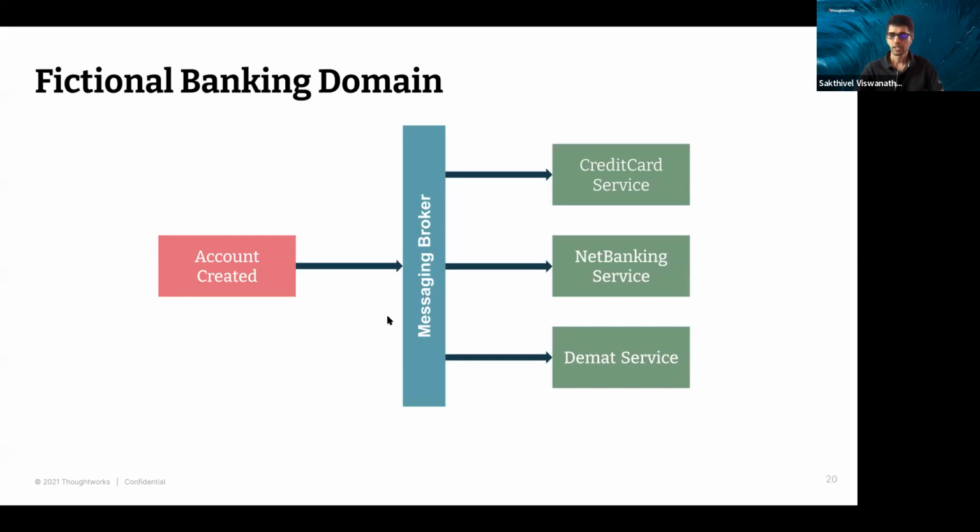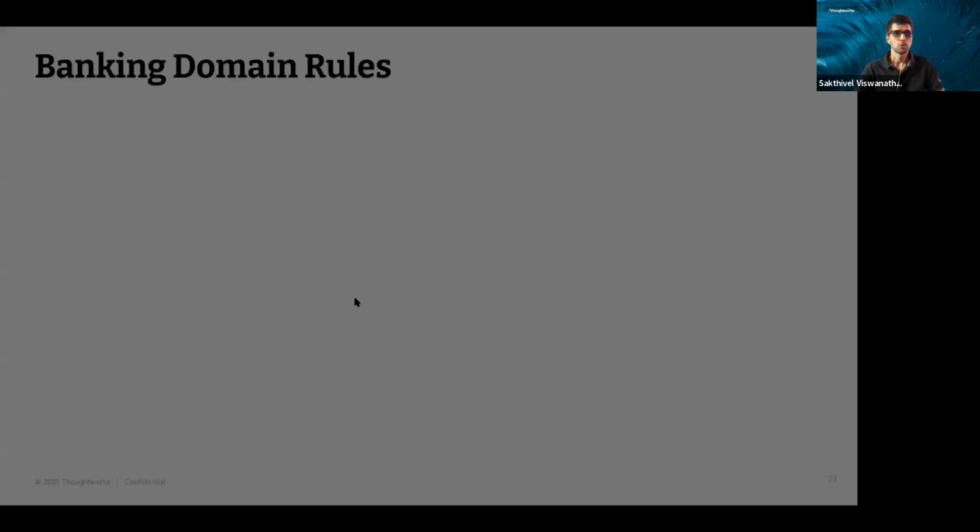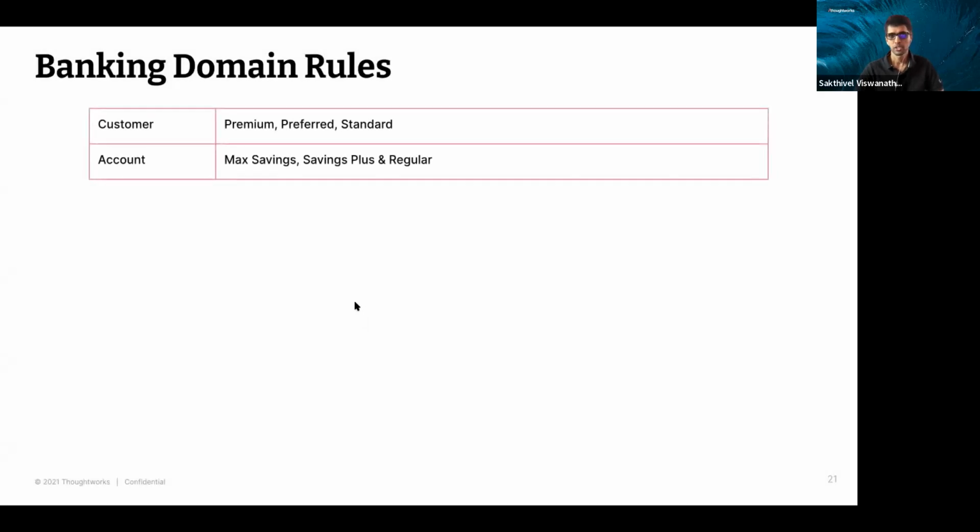Let's say there are a set of rules for the credit card service to be activated based on the account type and customer type. And similarly, there are a set of rules for net banking to be activated based on the customer and account. So imagine in this fictional banking, we have different types of customers: premium customers, preferred customers, and standard customers. And there are different types of accounts as well: max savings, savings plus, and regular.